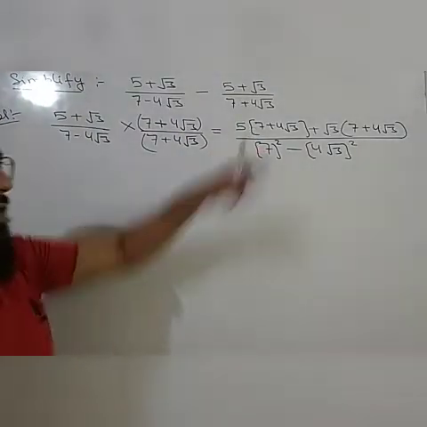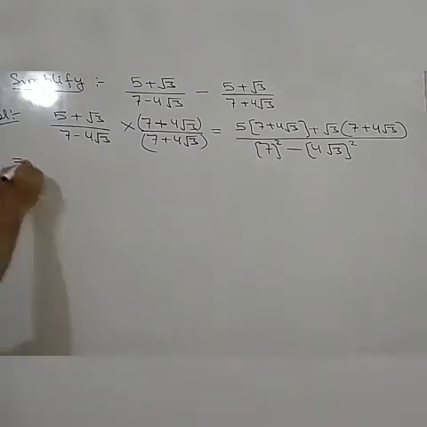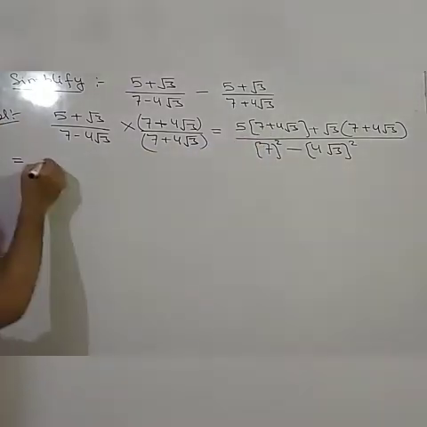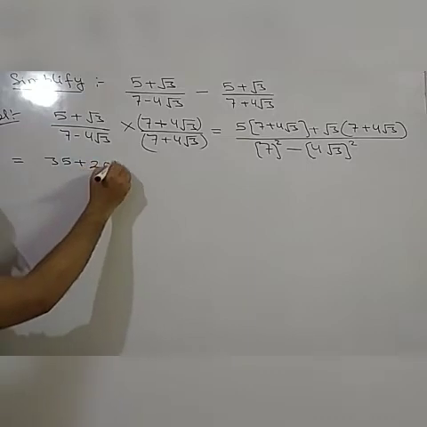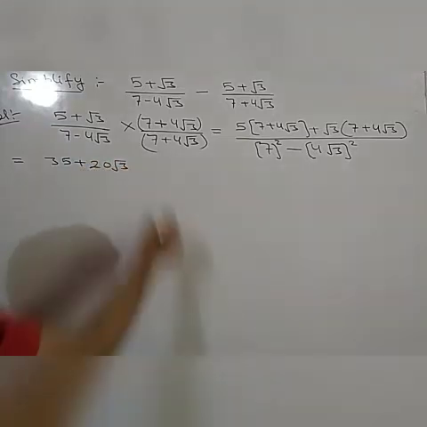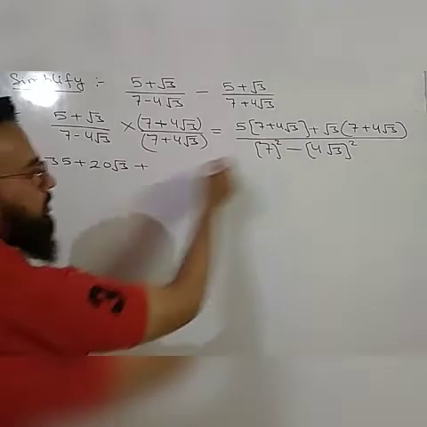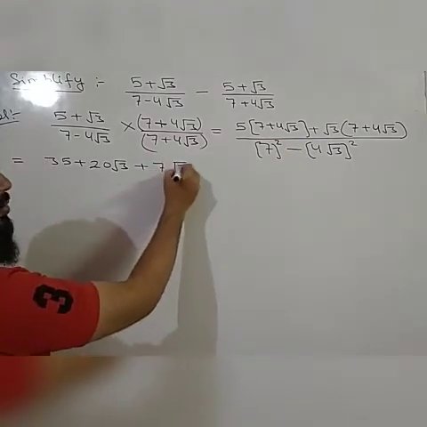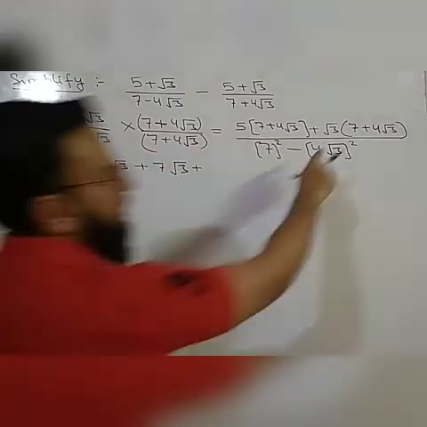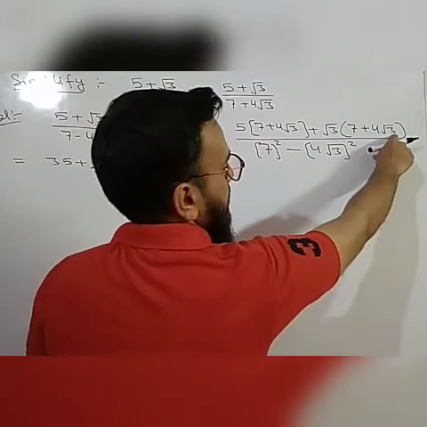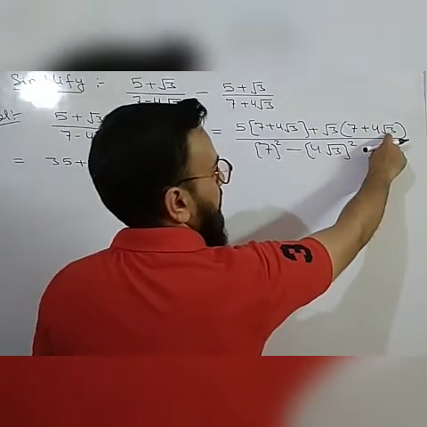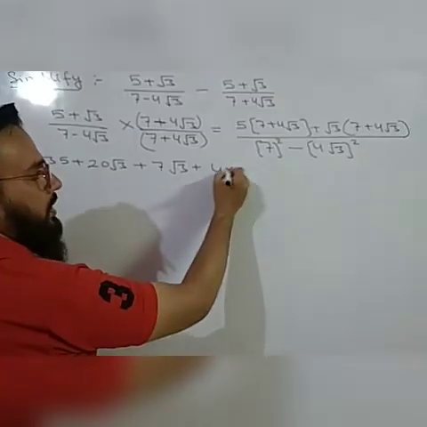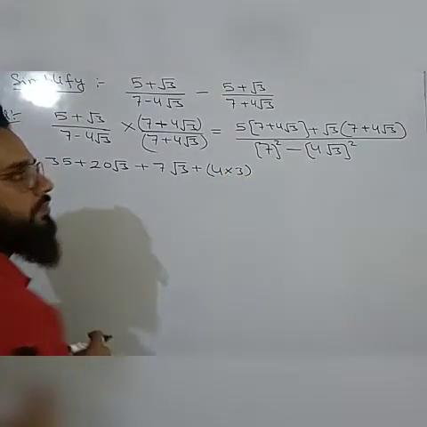Now solving it further, in the numerator 5 7s are 35 plus 5 4s are 20 into root 3. Then in the next bracket, 7 into root 3 will be 7 root 3, plus when root 3 is multiplied inside this bracket, we get 4 root 3 into root 3, which will be 3. So we will get 4 into 3.